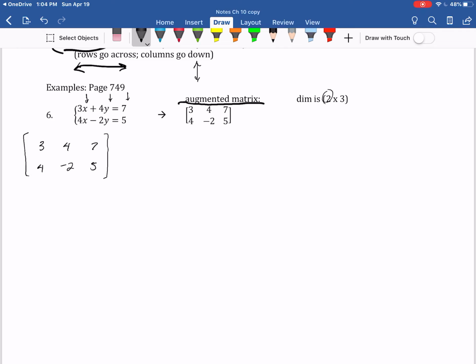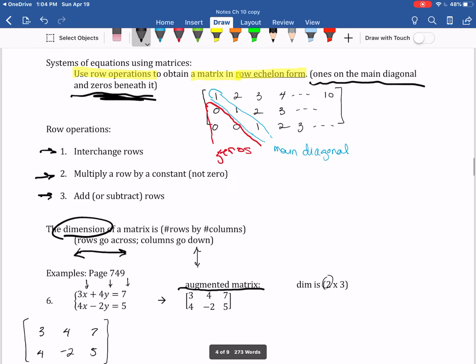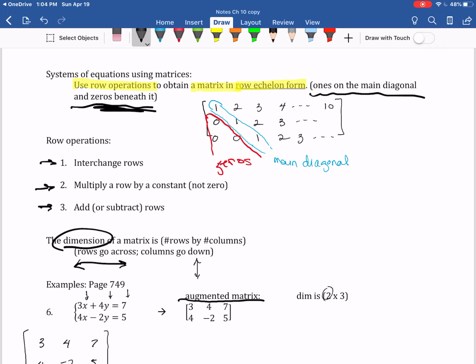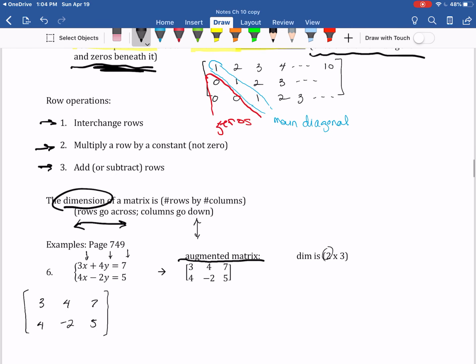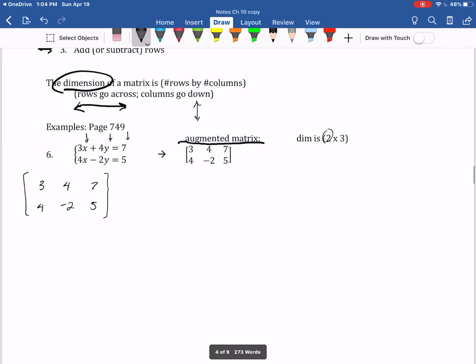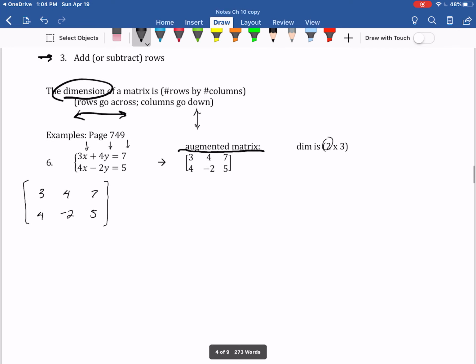All right, so here's a piece of advice. You know how I said that your goal is to have 1s on the main diagonal? Make that happen last. Don't do that right now, because eventually that's going to get undone and then you have to do it again. So the first thing I want to do is obtain my zeros.